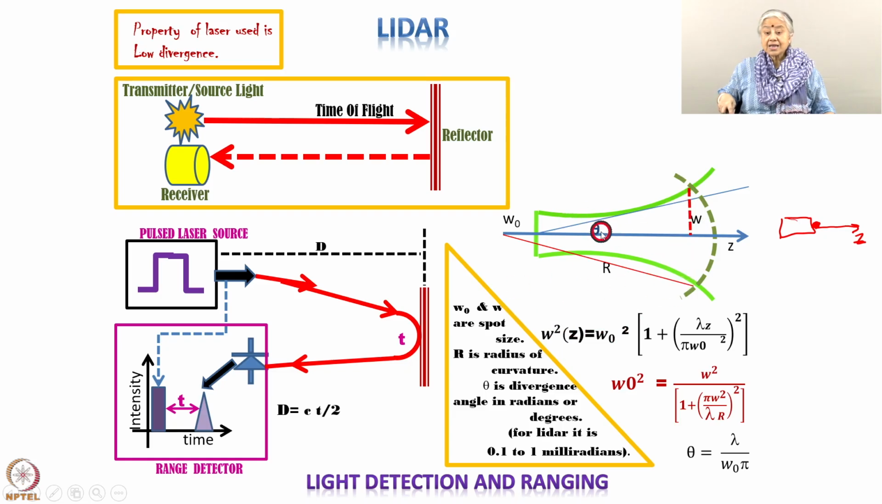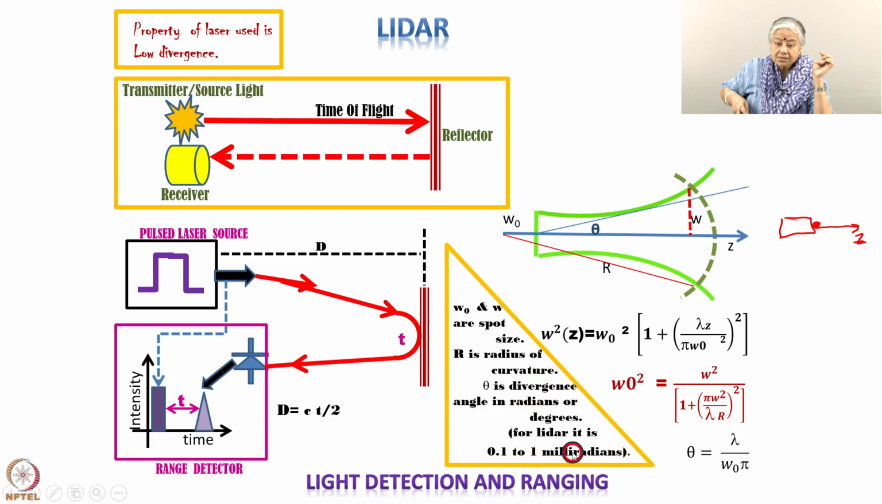Now, your theta has to be very, very small. Okay. You want the theta to be very small so that the divergence is low, and that is a characteristic of most lasers, but you need to make an estimate of that before you design your LIDAR, because you have to find out how far this beam has to go up to the object and then return back. Okay. One more thing I should mention here is R is the radius of curvature of this phase front. Okay. So, you need that also. Okay, and theta is the divergence angle.